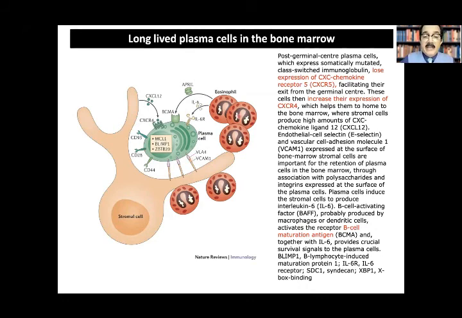And you also need other cell types like eosinophils that make APRIL. These are growth factors that are required for the plasma cells, and also IL-6, which is required for them to survive. So they need to be held and they need to be fed, okay?